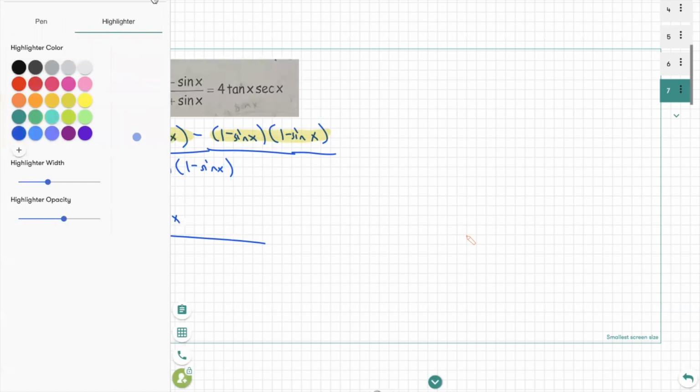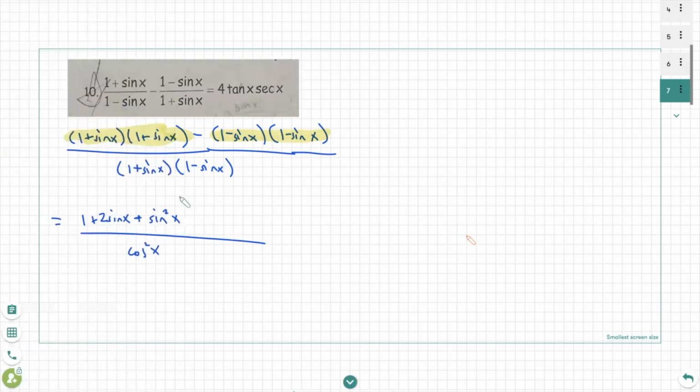Okay, so then you have minus 1 minus 2 sine x plus sine squared x. Okay. And then you could have a cosine squared x, I think, on both of those sides. Okay, I wouldn't look at that yet. So what happens? I would just look at what you have so far. What's going to happen in this expanded version?